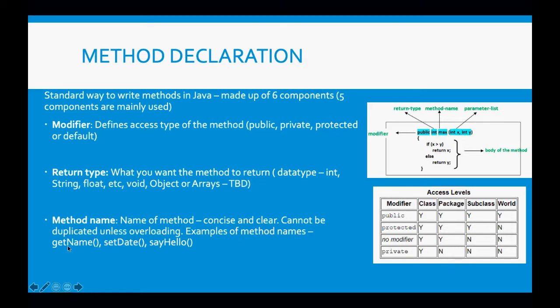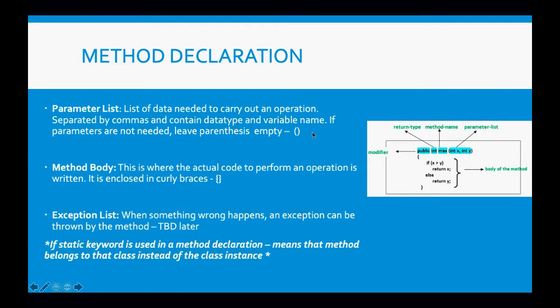So examples of method names are like get name, say hello, remove name, do something, just meaningful names that you also can remember when you're calling it in a different class or something like that. And the third component, the fourth actually, is the parameter list.